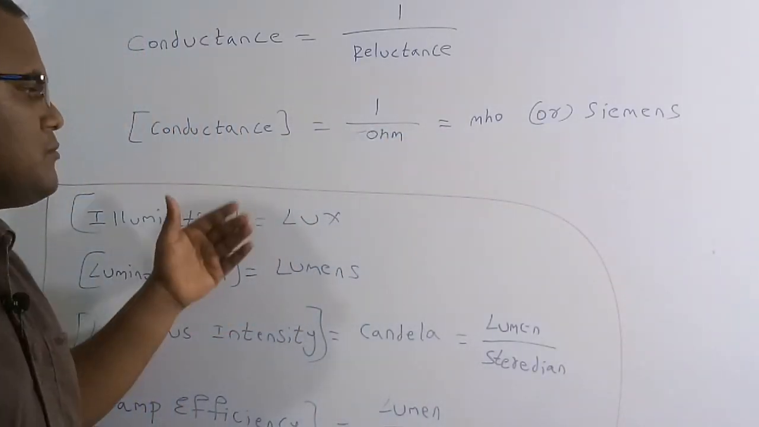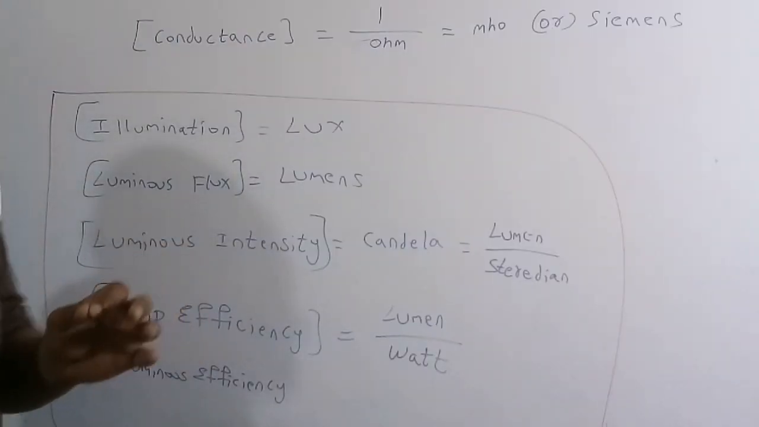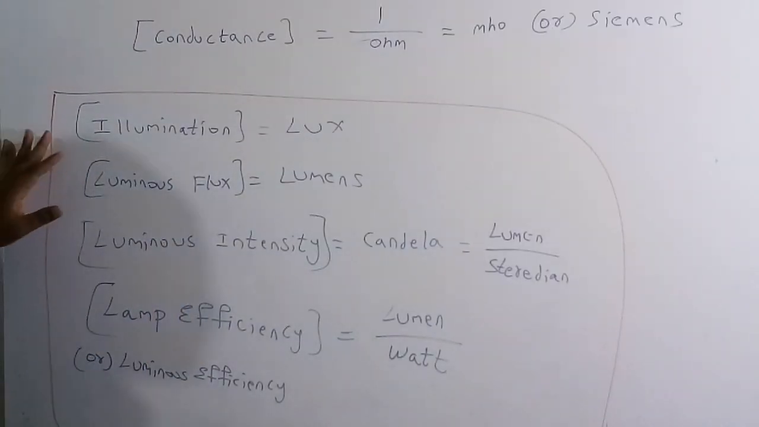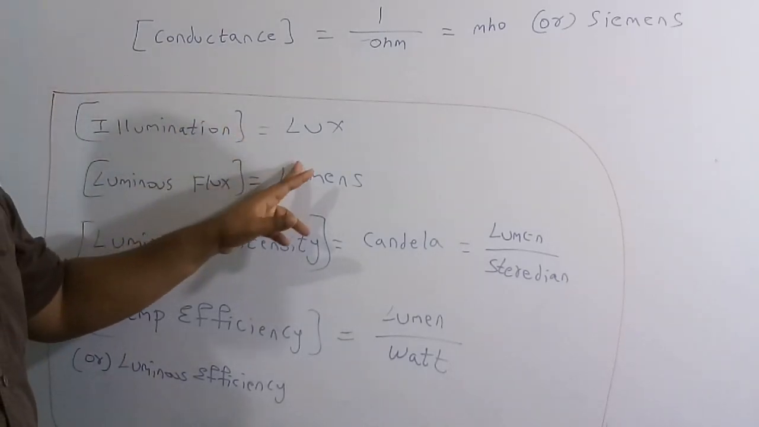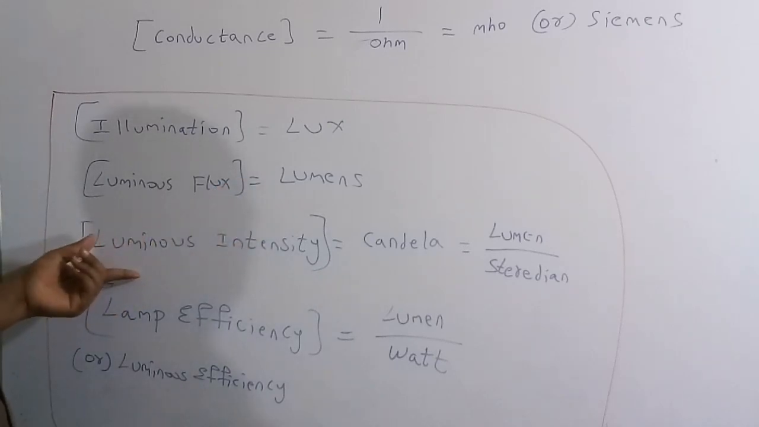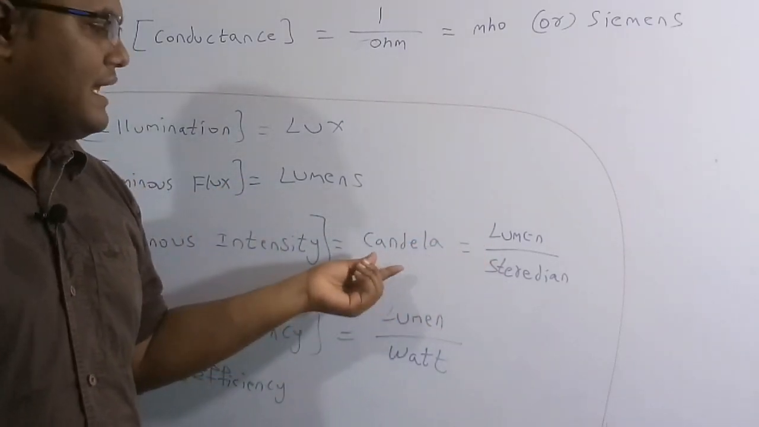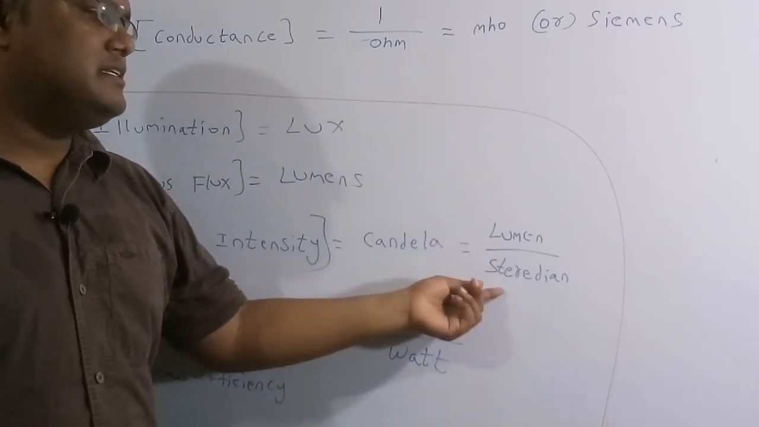And let us also know some of the basic units for light. Now let us know some of the important units. For illumination the unit is lux, for the luminous flux the SI unit is lumen, and for the luminous intensity, which is the ratio of lumens per steradian, the unit is candela. So candela is also called lumen per steradian.